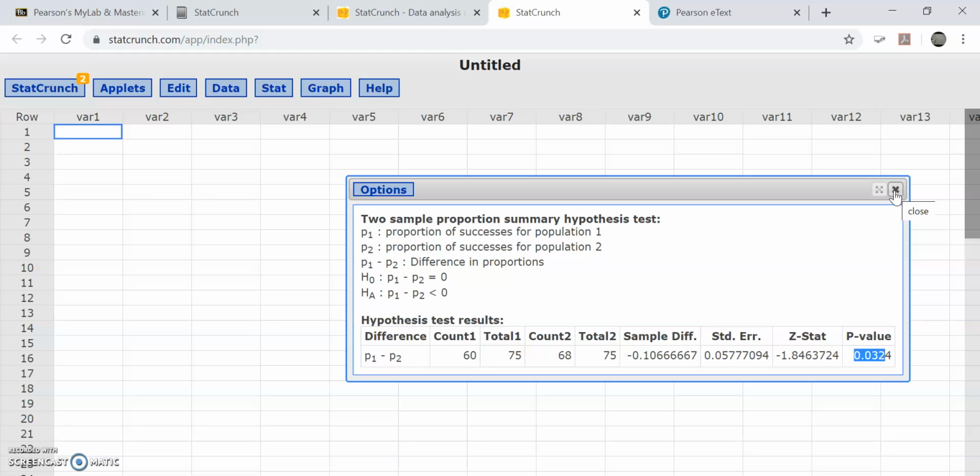But anyways, that shows you how to do both of these. These will give you all the answers you want for these.